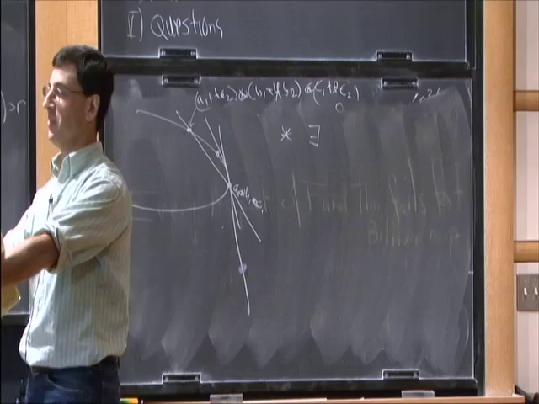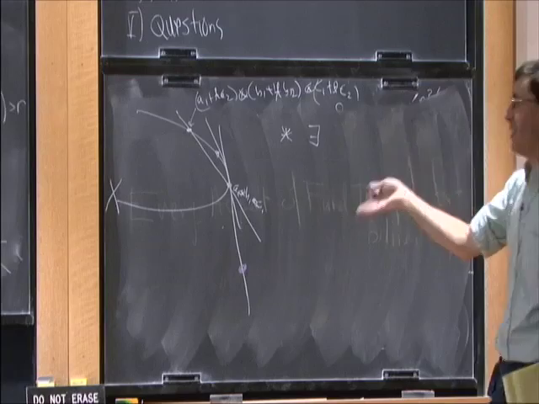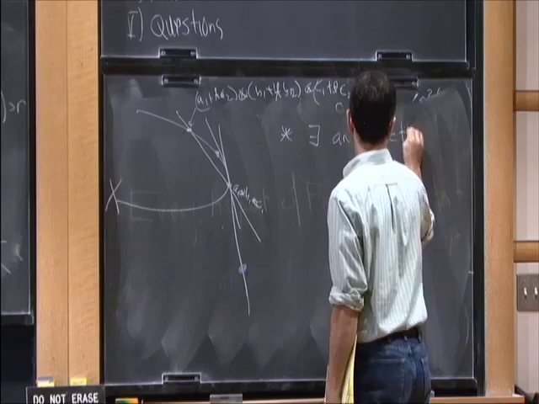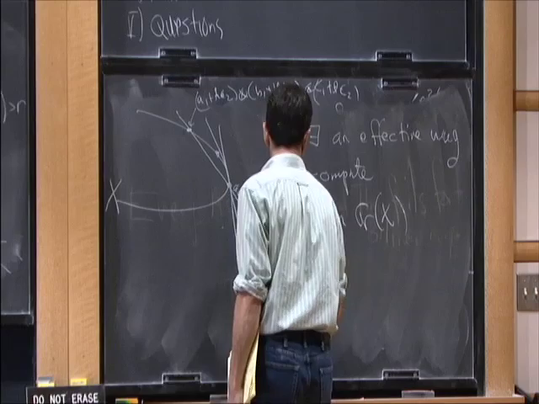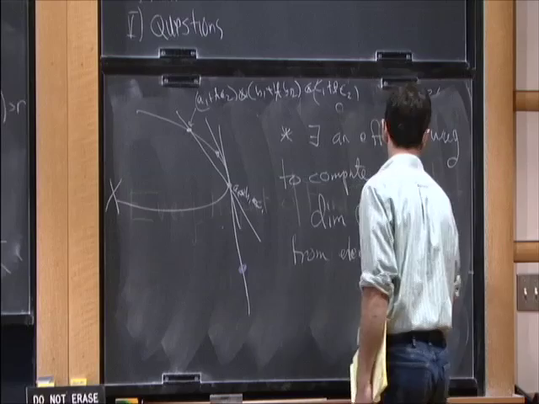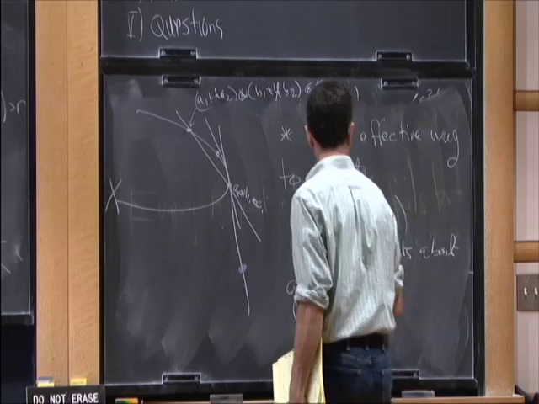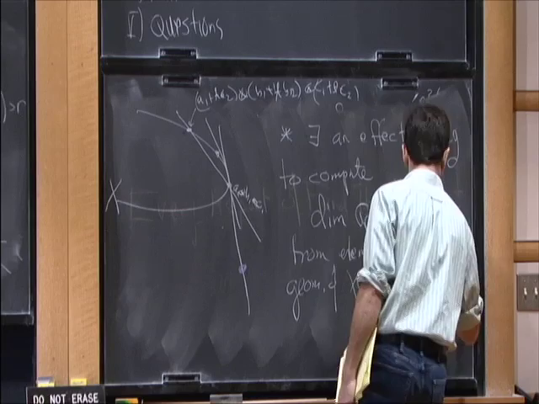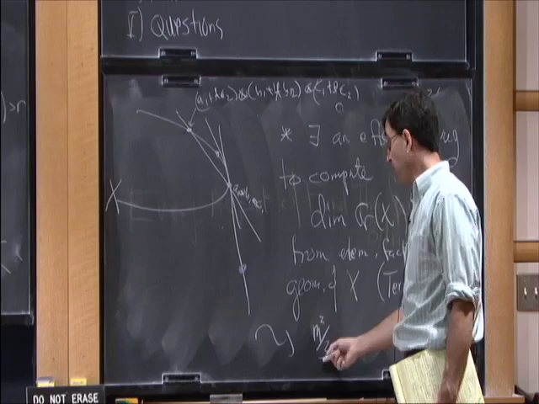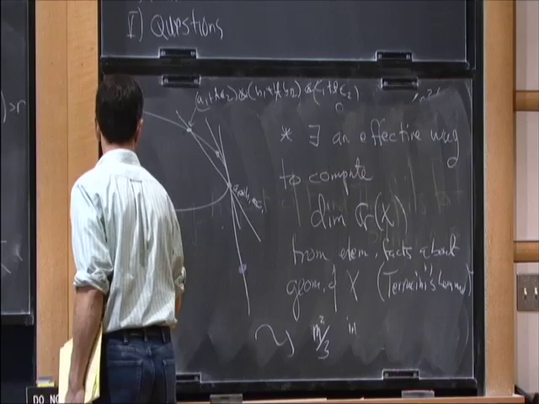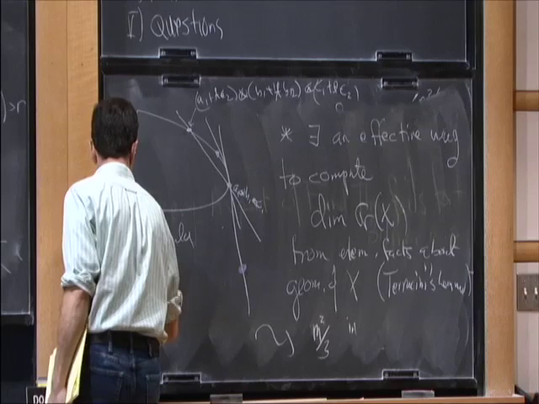But I want to use some mathematics from 100 years ago. There exists an effective way to compute the dimension of this thing from elementary facts about the geometry of X. This is called Terracini's lemma. It's 100 years old. And in particular, this is what gives rise to this m squared over 3 that I talked about. This is via Terracini's lemma. And in particular, sigma 7 for this tensor C4 is equal to the whole space.